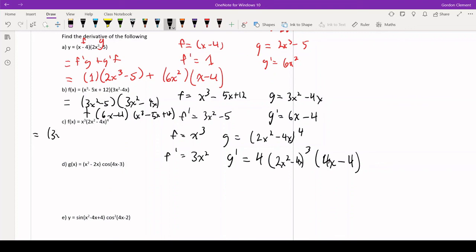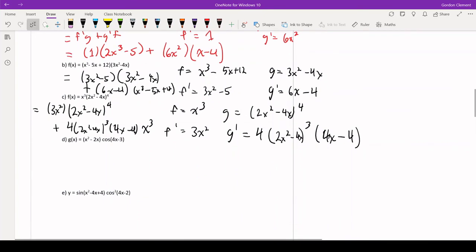Putting all those pieces together, f primed g plus g primed, ooh, big mess, 4 times f x cubed. And again, if you had to do anything with that, I would look for some common factors first, because you have power of 4 and power of 3, so common factor stuff out first, and then expand the rest and clean it up.